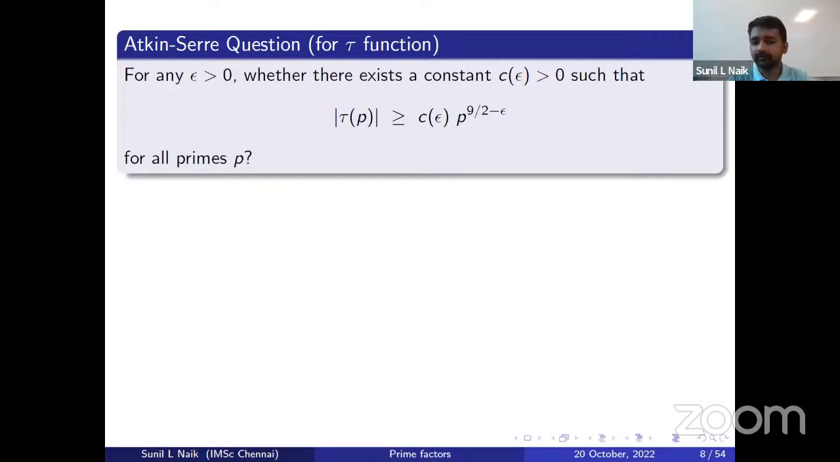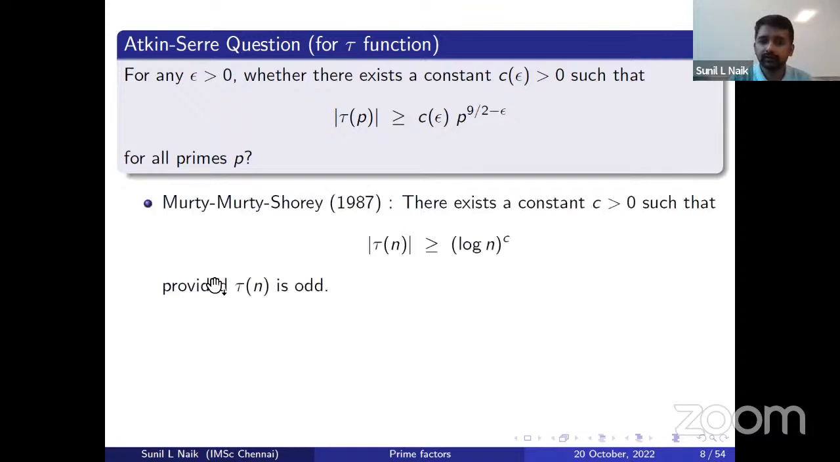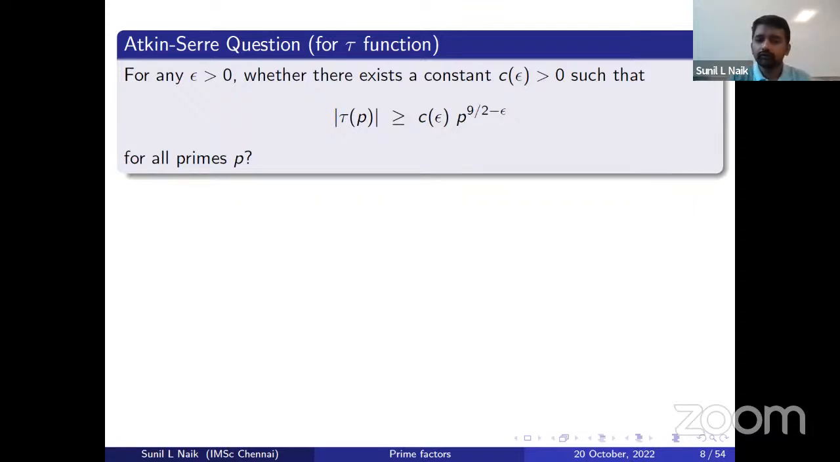As a strengthening of Lehmer's conjecture, Atkin and Serre asked the following question. Given any epsilon positive, whether there exists a positive constant C of epsilon, depending on epsilon, such that the modulus of tau of p is bounded below by the constant depending on epsilon times p power 9 by 2 minus epsilon for all primes p.